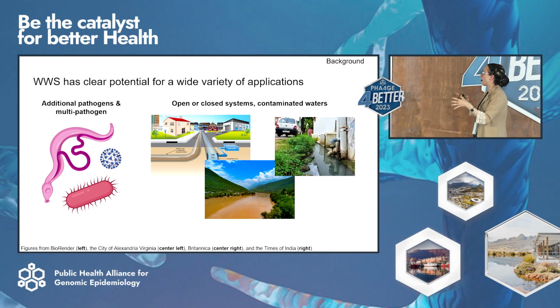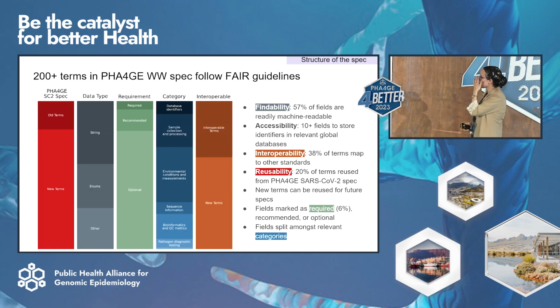So when we're talking about all these different systems, viruses, bacteria, open, closed, just a contaminated body of water, this is where having standards around metadata becomes very important to make sure that we're speaking a shared language. So looking now at the spec that we are still in the process of creating, one thing that was very important to us in creating this spec was to follow FAIR guidelines. FAIR standing for findability, accessibility, interoperability, and reusability.